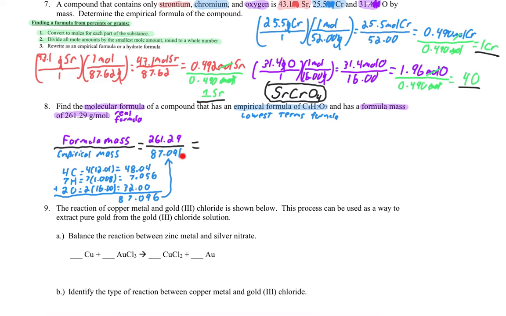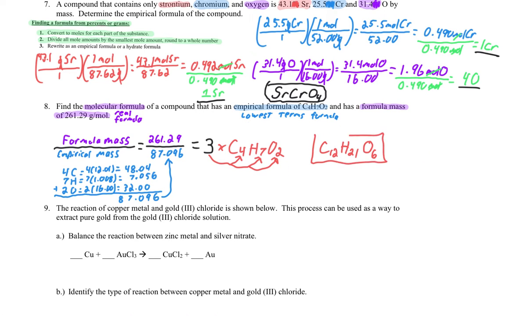261.29 divided by 87.096 gives me 3. So the real formula is 3 times larger than the empirical formula. So I multiply my empirical formula by 3, which means I distribute this 3 out to each element. 3 times 4 carbons is 12 carbons. 3 times 7 hydrogens is 21 hydrogens. 3 times 2 oxygens is 6 oxygens. And there's my answer.